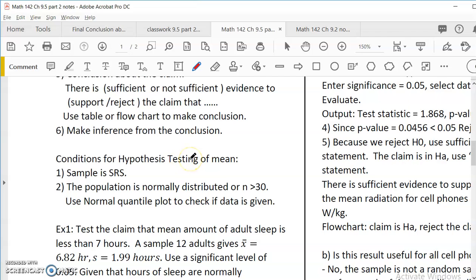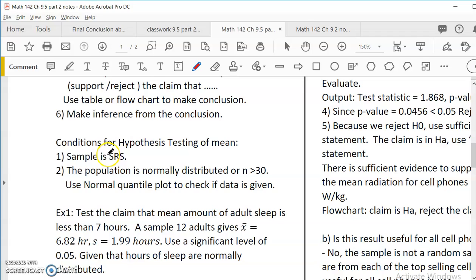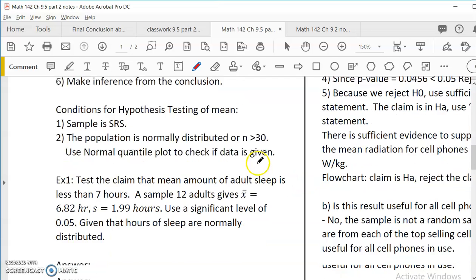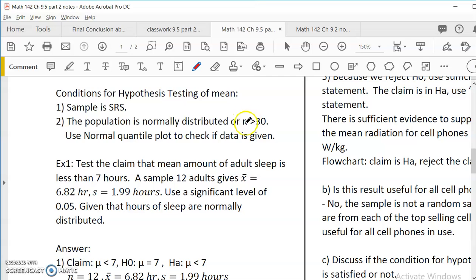What about conditions? Can I just collect something and then always go through the hypothesis test and draw some conclusion? No. The two conditions you have are that you have a simple random sample, which has to be independently collected, and also the population is normally distributed or n is greater than 30. So you have to have an okay sample size. And if you are not sure if your population is normally distributed and you have a sample size less than 30, you should use a normal quantile plot to check if the data is normal.